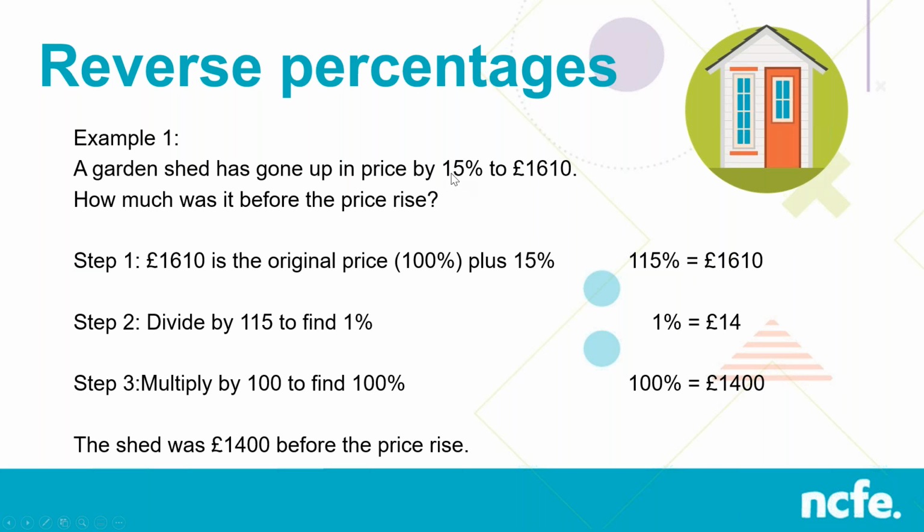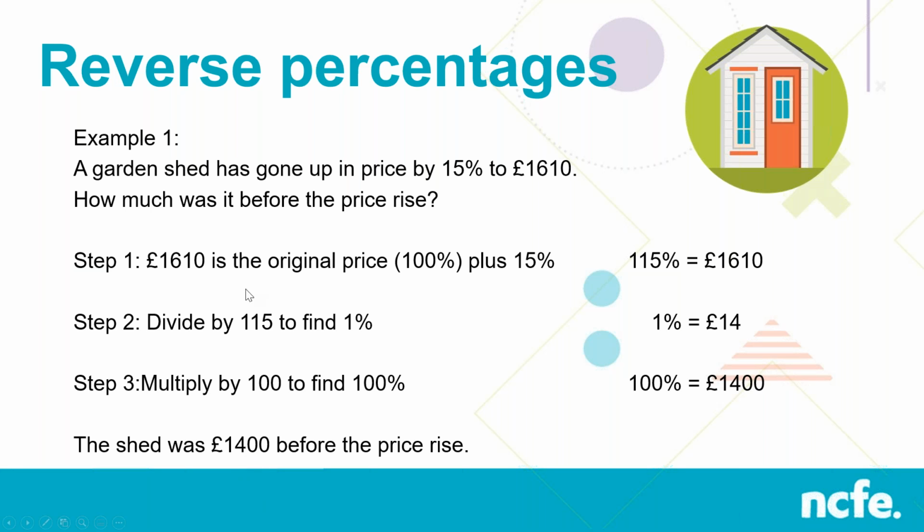A common error when asked to calculate a reverse percentage would be, rather than go through these 3 steps, it would just be to find 15% of 1,610. Now that's not going to give you the same answer. That will actually give you an answer of a value of £1,368.50. So that's the wrong answer.